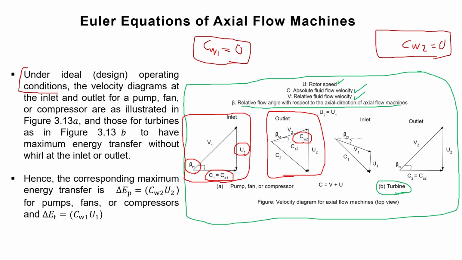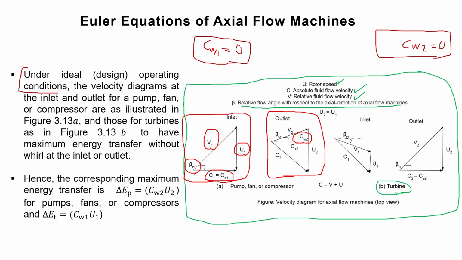Now if you want to draw the velocity triangle of an axial flow impeller, you always start with the rotor speed at the inlet, which is capital U sub 1. 1 means inlet, and then you draw what? You draw the absolute flow velocity, and then you close the triangle with the relative flow velocity. Now for an axial flow machine, the relative flow velocity is making an angle, we call it beta sub f1, with the absolute flow velocity.